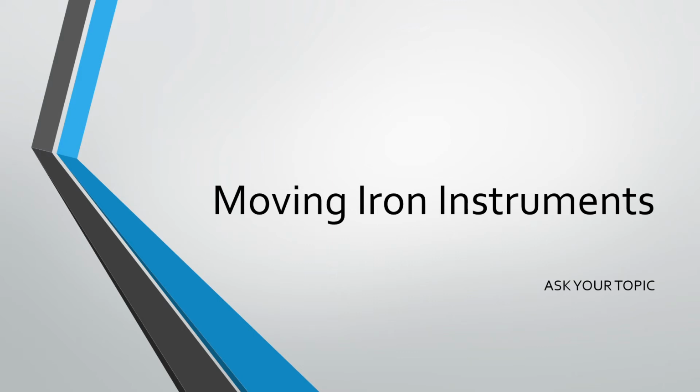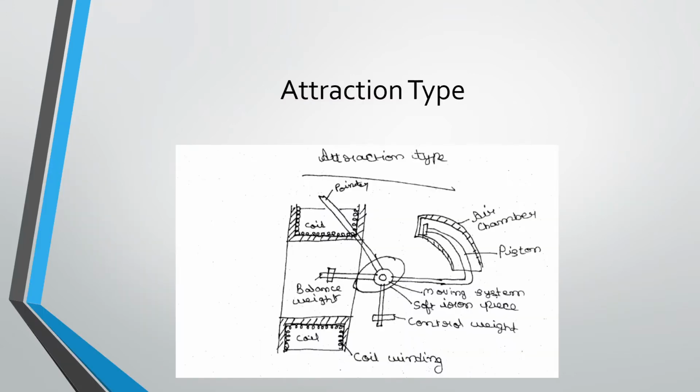Hi, so today we'll be discussing moving iron instruments. Moving iron instruments are classified into two types: moving iron attraction type instrument and moving iron repulsion type instrument.